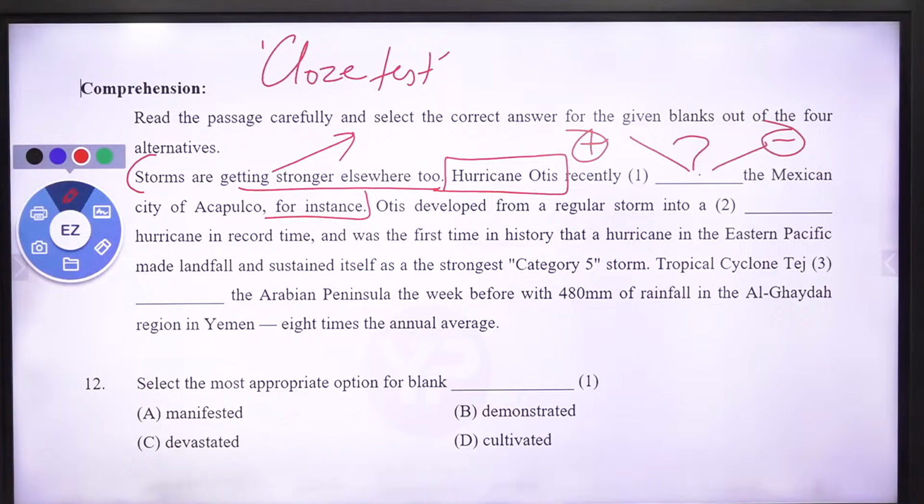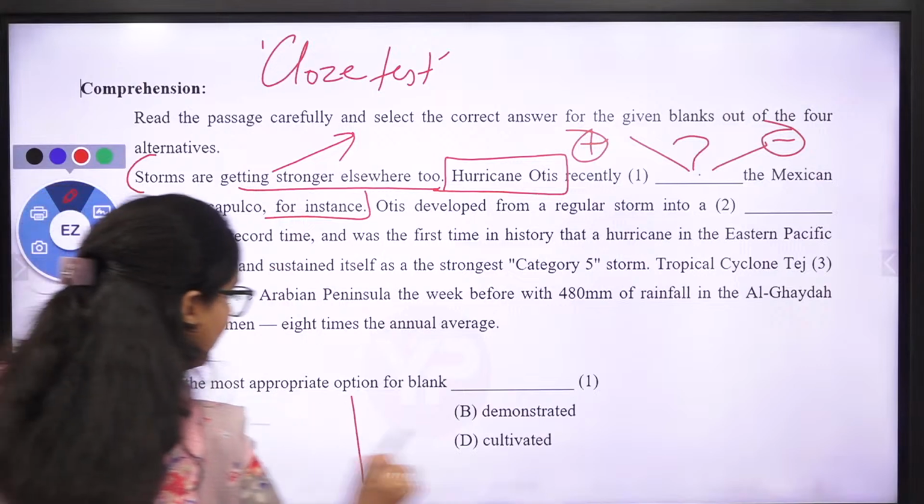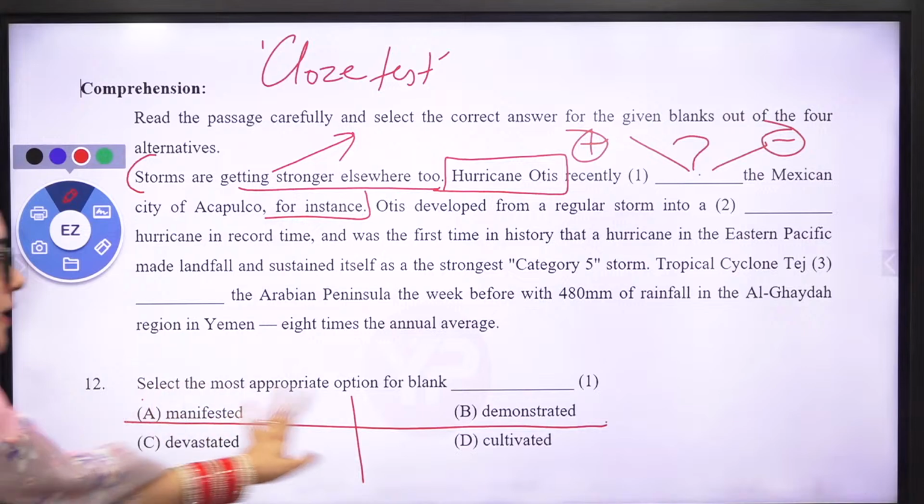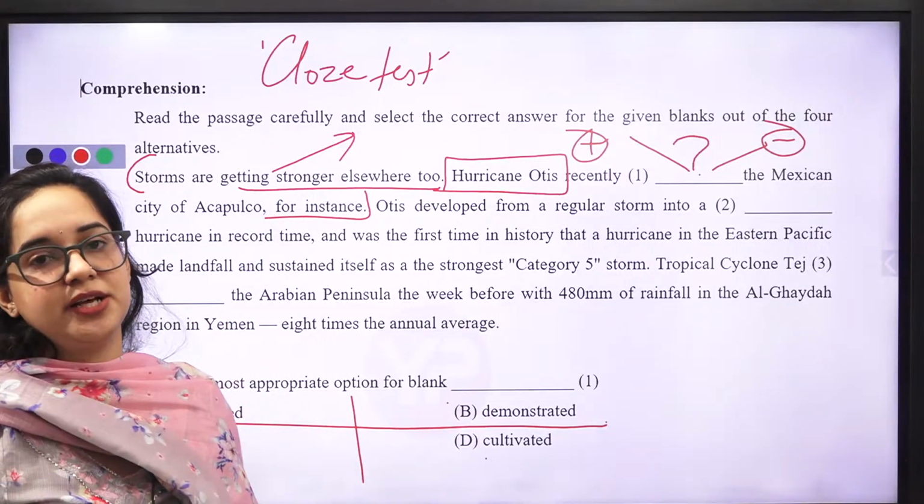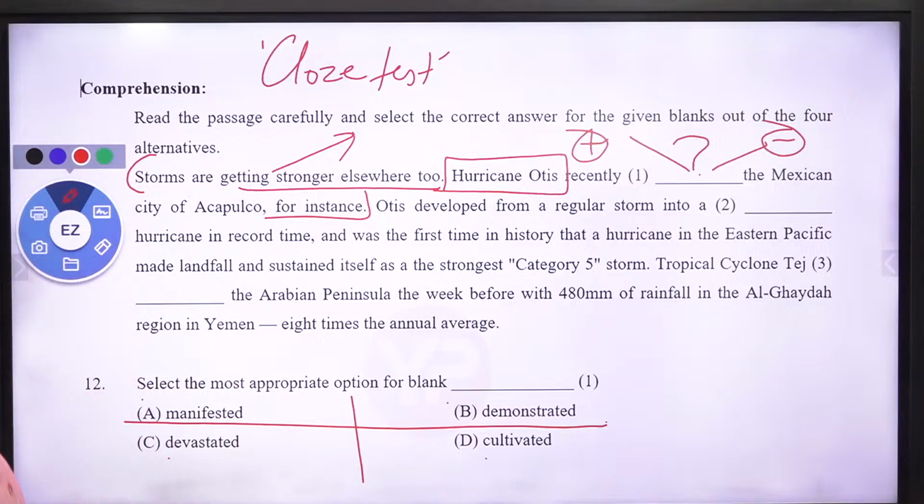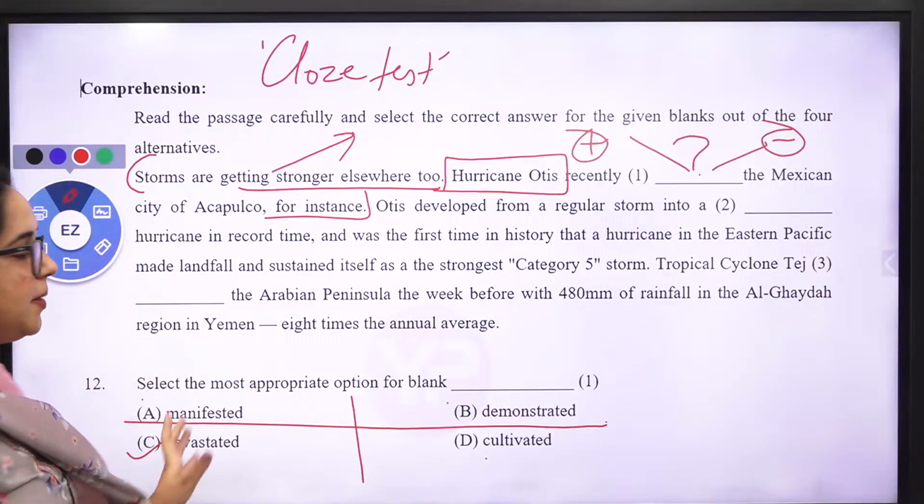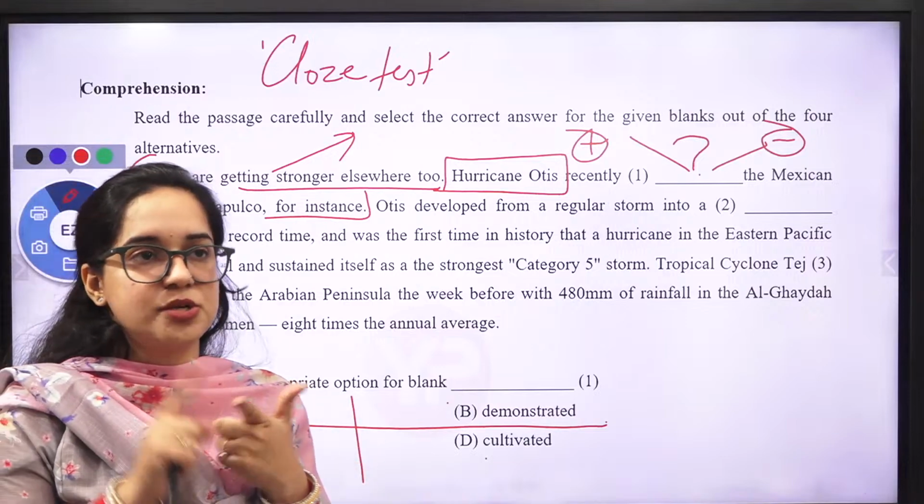It's negative. Negative है तो you have 4 options. Manifest है, demonstrate है, cultivate है, devastated है. इसमें negative word कौन सा है? Only one is a negative word. Rest all are the positive. Very good, Shivam. It's devastated. So simply you have to surface that there will be a positive word or a negative word.